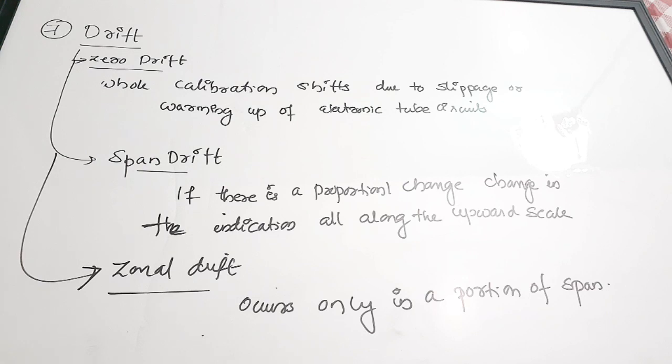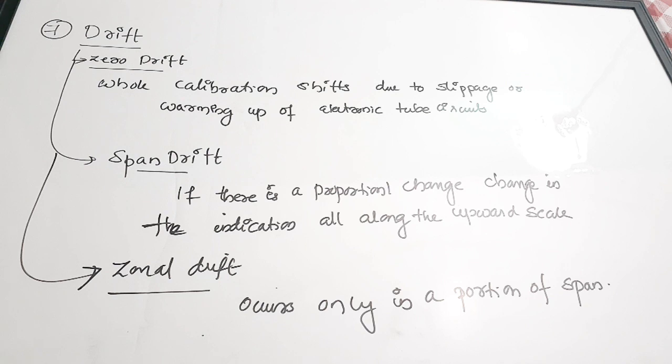The seventh characteristic is drift. This drift is classified into three categories. A basic definition of drift is some variation in the readings, some change in the scale, some variation in the scale. So we can classify drift into three categories: zero drift, span drift, and zonal drift.